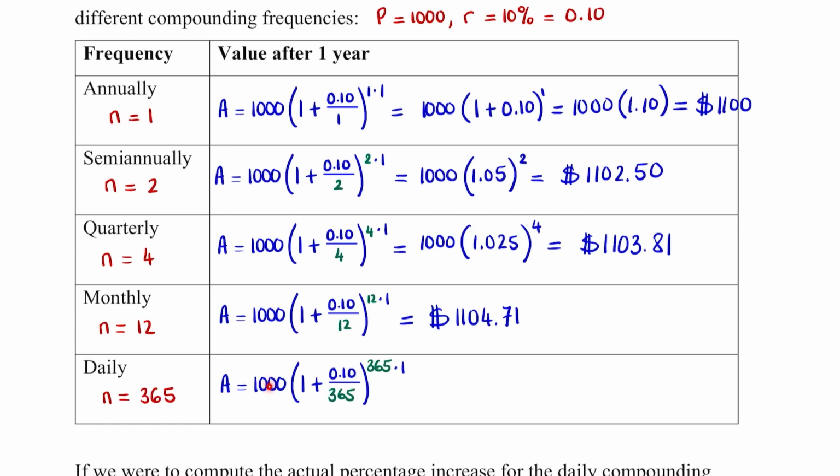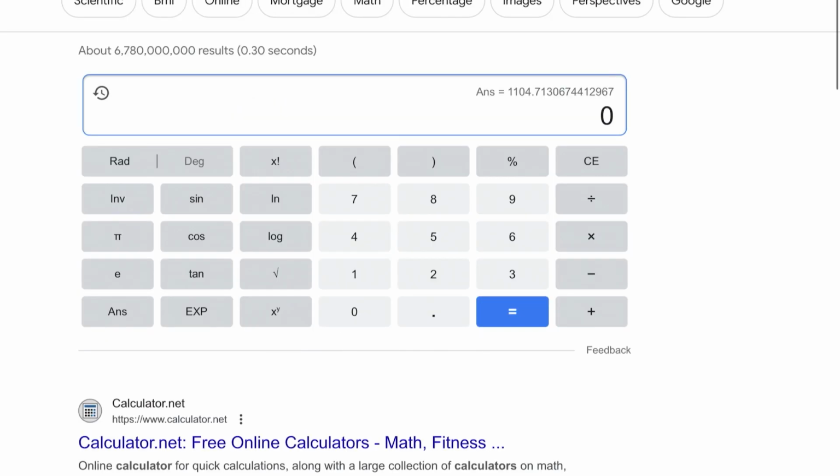My principal is 1,000. My APR is 10%. My T is 1 year. My n is now 365. And I'm going to put this in the calculator. So I take 1,000 parentheses 1 plus 0.10 divided by 365, close parentheses, raised to 365.